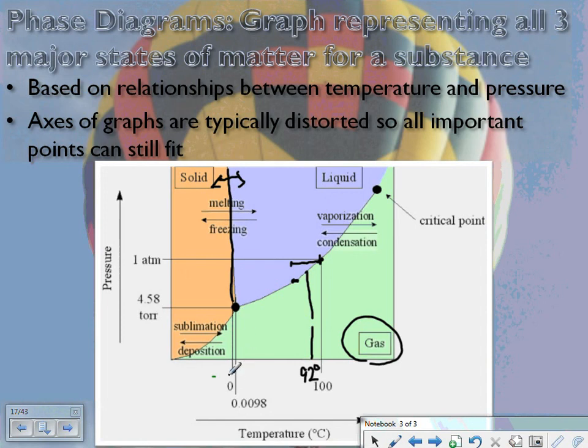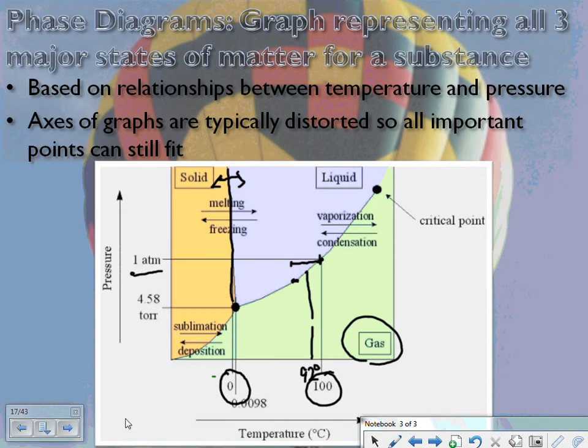And for water, that tends to happen at 0 degrees Celsius. So this must be the phase diagram for water because our temperatures at 1 atmosphere match what happens for water. It freezes at 0 and it boils at 100 when we're at a pressure of 1 atmosphere, which is at sea level, right? The normal pressure.